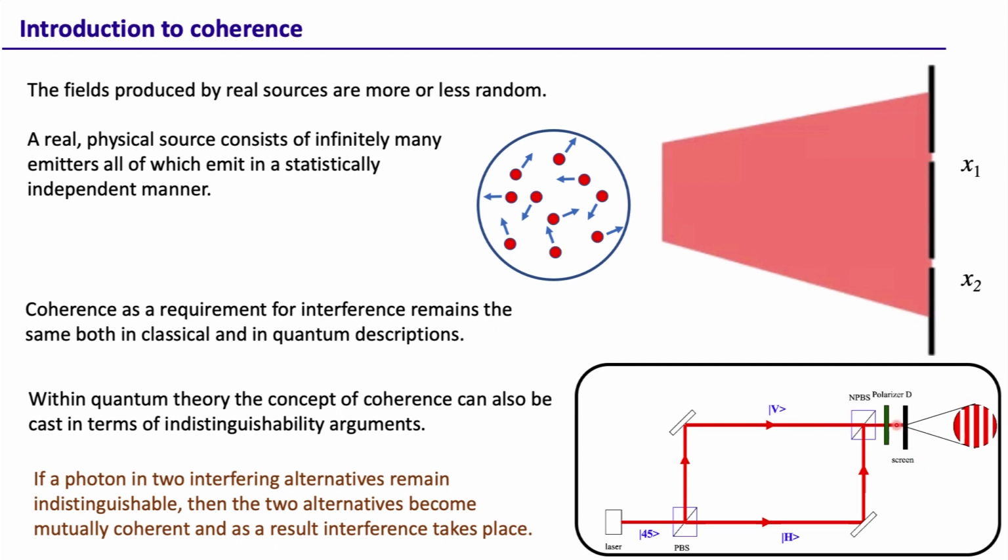Since we have lost the ability of finding out whether the photon came this way or that way, that means we have lost the which-path information. Since that information is lost, now the interference will actually appear. So that is the indistinguishability argument, by which one explains interference within quantum mechanics. That is also one way of doing it.